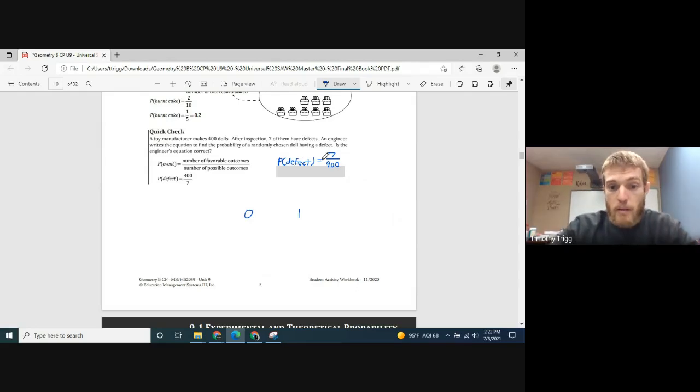In the example of this one, the probability of a defect is 7 out of 400. If you put it in your calculator, 7 divided by 400 gives you a probability of 0.0175. So this is a very low probability, less than 2%. So the probability that the next one I grab will be defective is a very low chance. I hope that makes sense. The closer you are to 0, the more unlikely the event. The closer you are to 1, the more likely the event.